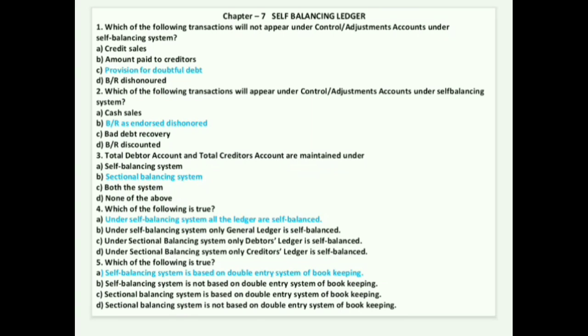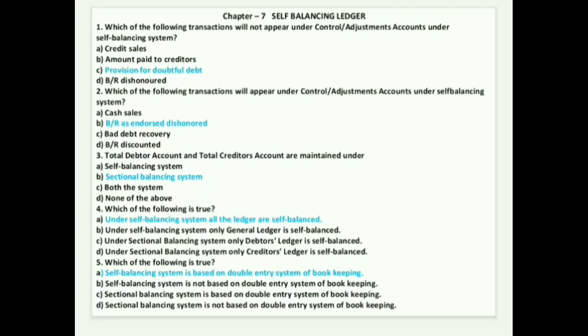Which of the following is true? Under the self-balancing system, all the ledgers are self-balanced. Under the self-balancing system, only the general ledger is self-balanced. Under the self-balancing system, only debtors ledgers or creditors ledgers are balanced. So guys, answer A is correct. Under the self-balancing system, all the ledgers are self-balanced.